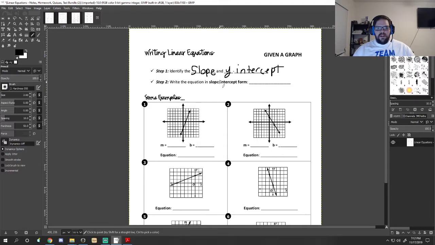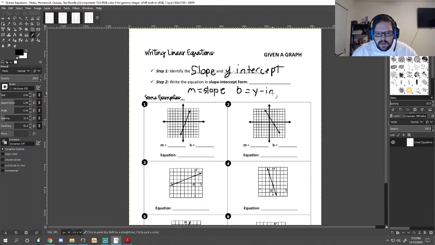After we've identified those, I'm going to make a little note on the side of my page. So m equals slope, and b equals the y-intercept. I'm just going to write y-int. So when we find this information, our slope and our y-intercept, we'll be ready to write out our equation. The slope-intercept form is y equals mx plus b. So with this information, we're now ready to tackle the first problem here.